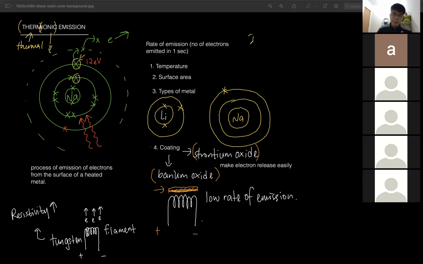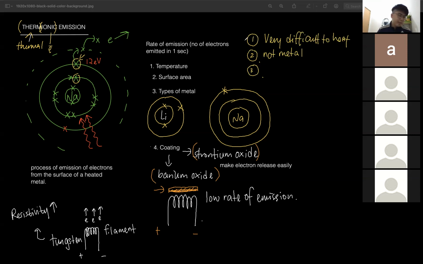Okay, so first one, very difficult to heat. Number 2, not only are they very difficult to heat, they are also not metal, meaning that they cannot conduct electricity. Okay, so number 3, what else?